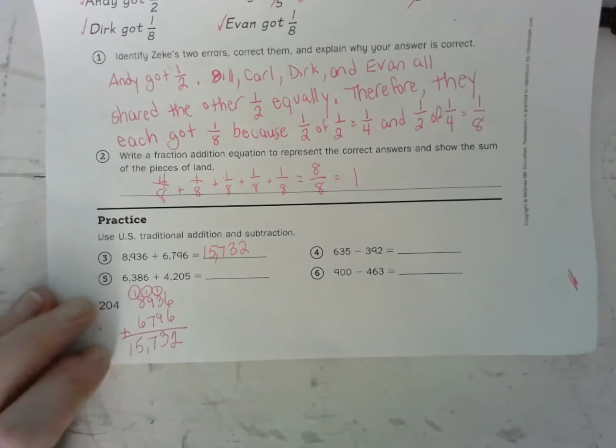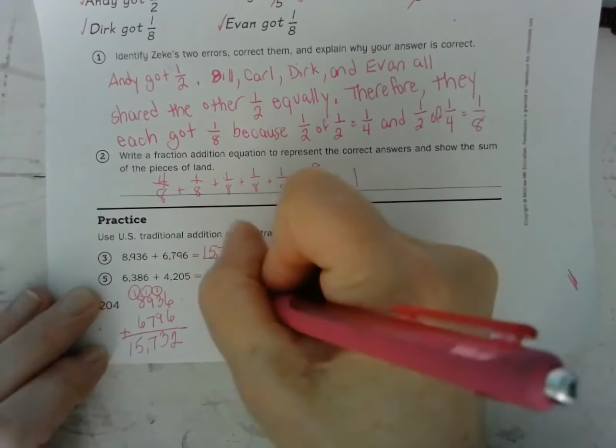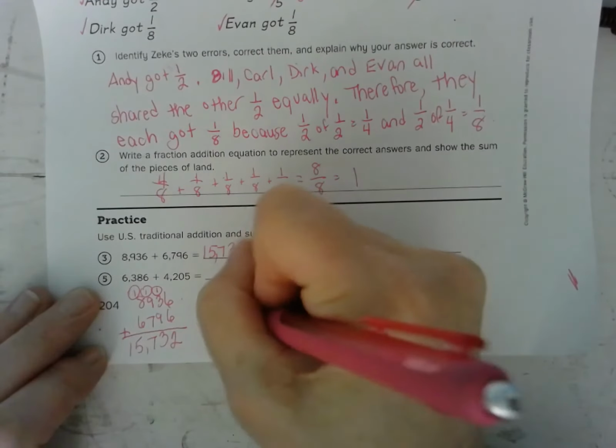All right, the next one. 6,386 plus 4,205.